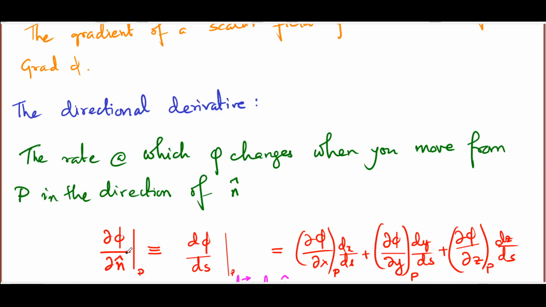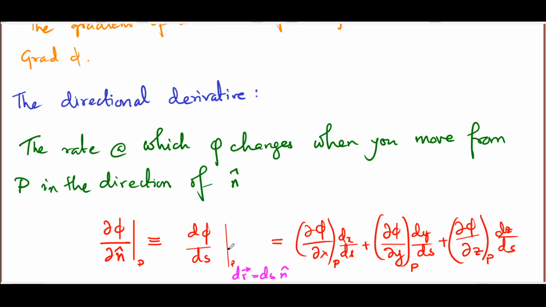And this is actually how fast phi changes with s at the point P, where ds is the magnitude of the displacement which is incurred when you change coordinates x, y and z by infinitesimal amounts dx, dy and dz respectively. So how much this changes is again elementary. It's basically del phi del x dx plus del phi del y dy plus del phi del z dz was the infinitesimal change in phi.